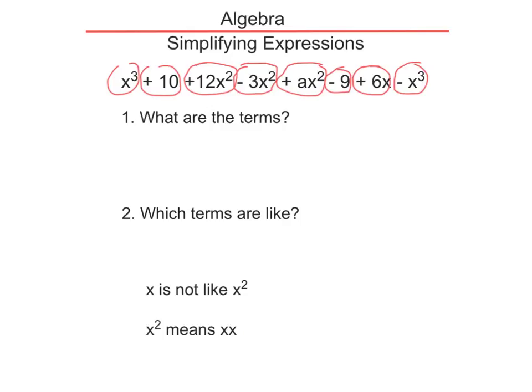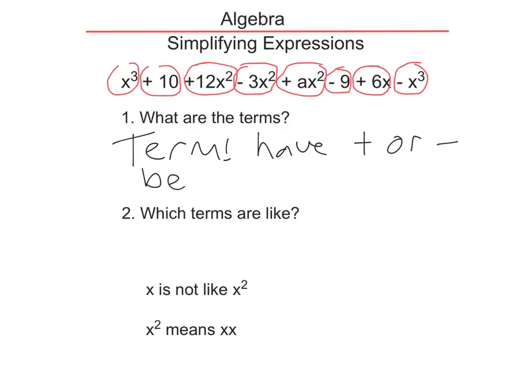So what are terms? Terms are parts of the expression that are separated by pluses and minuses, by positives and negatives. So terms have plus or minus between them. And the important part is the plus or the minus goes with the term after it. So this negative here goes with the x cubed. This positive goes with the 6x squared, etc.